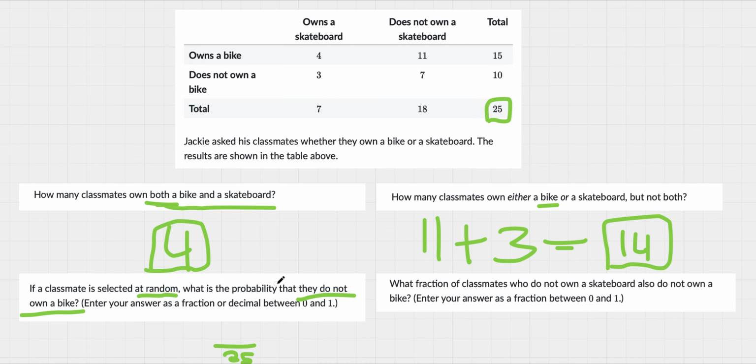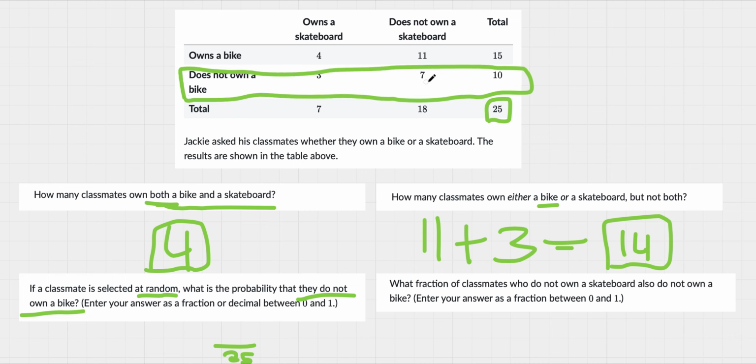Now we have to look at which students do not own a bike. So we have to look back at this column right here. Okay. All of these people do not own a bike, regardless of whether they own a skateboard. So 10 students out of 25 don't have a bike. That's it. It's pretty simple. So here's your fraction. That's our answer right there.